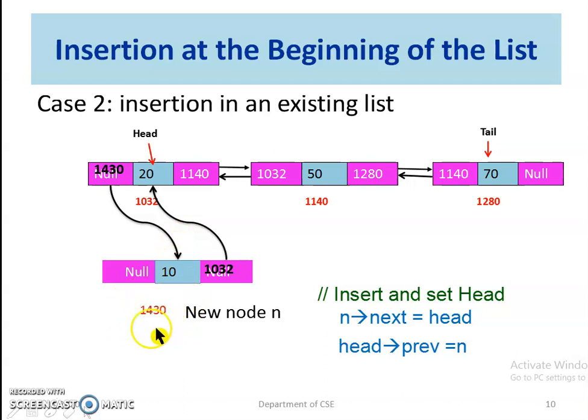Here, I have assumed the new node is created at the location 1430, so the previous field has the value 1430. Next, set n as the new head. Thereby, the old head disappears. Thus, the insertion is completed.